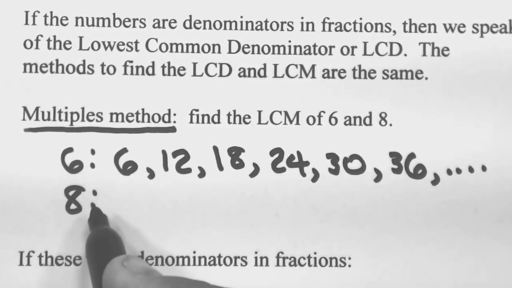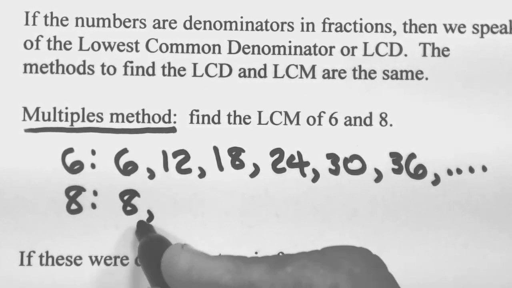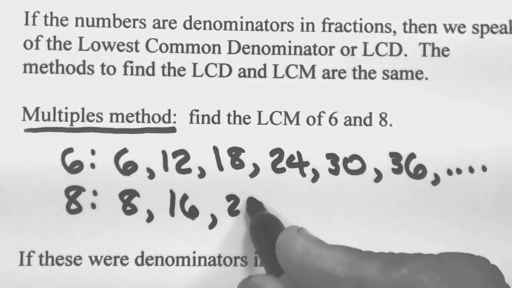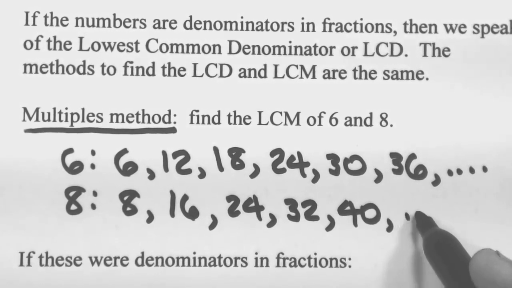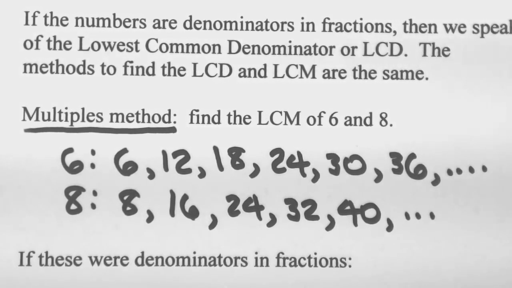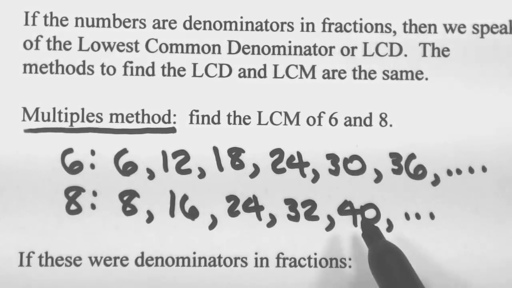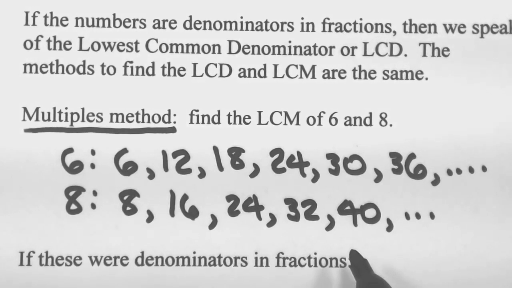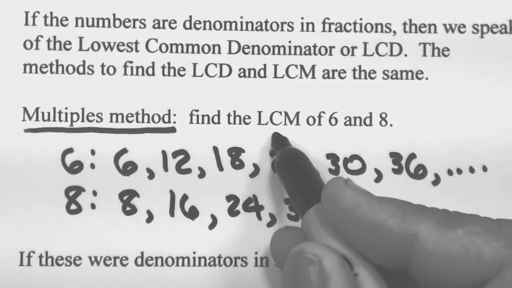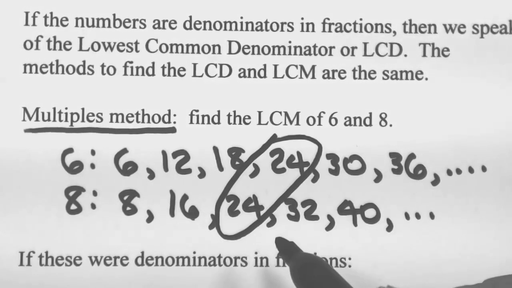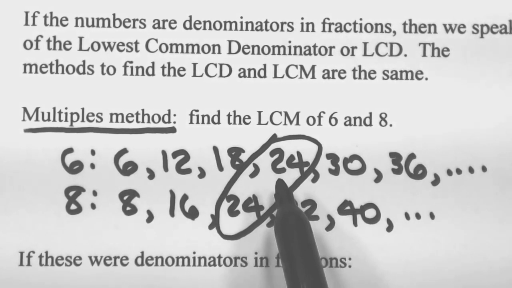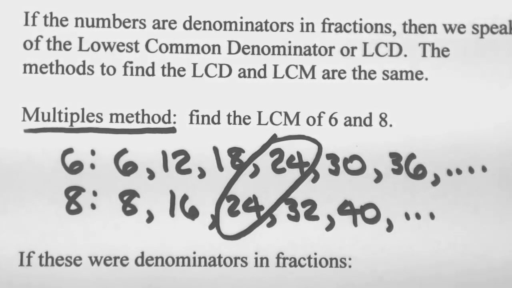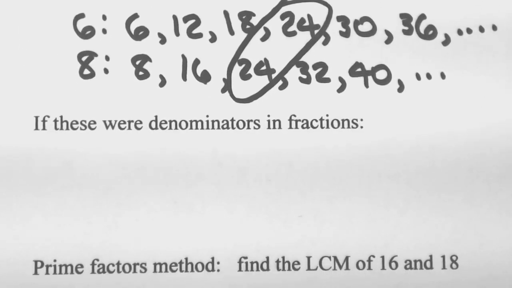Well, we can do the same thing for 8. The first multiple of 8 is 8, the second is 16, then we have 24, then 32, and then 40, and of course they keep going on. Well, if you extended these multiple lists out, every so often you'd find numbers that they both hit. Well, what we want is the first one, the lowest one that's common to both, and we see right here that it's 24. So, what would the LCM be of 6 and 8? It would be 24.